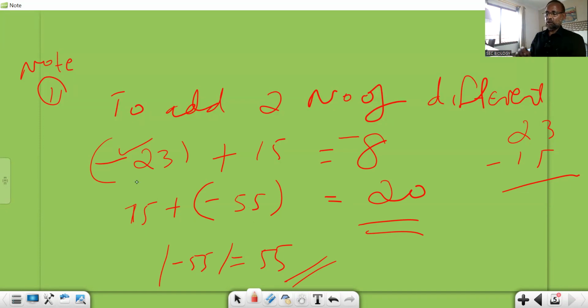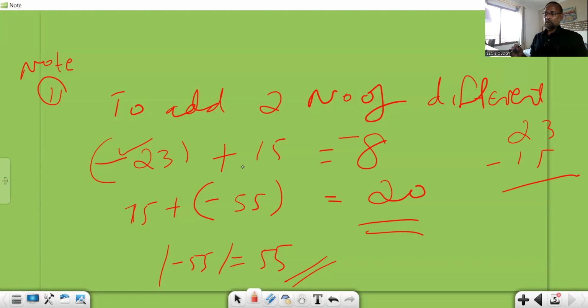Here minus 23. Don't think minus is always smaller. I know, but the absolute value of minus 23 is 23 and the other is 15. So find the difference. That is 8. Put the sign of minus. Any confusion?